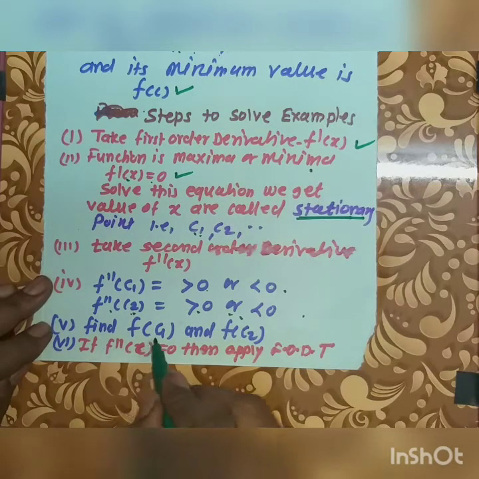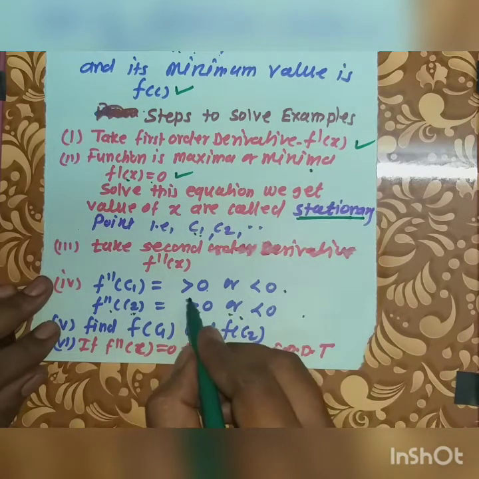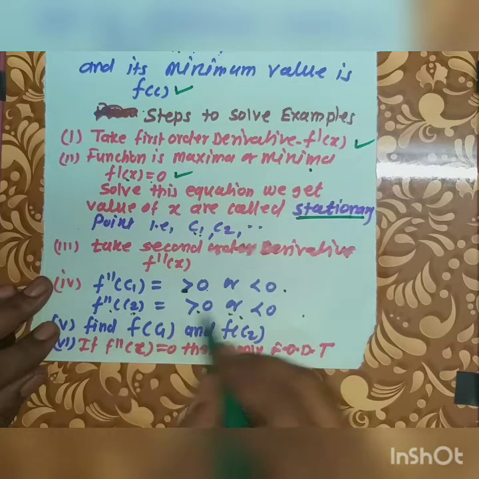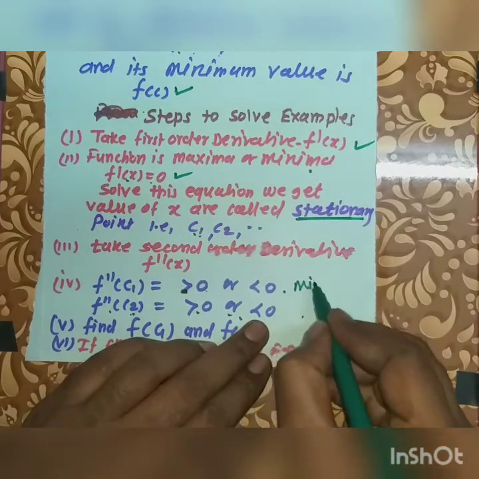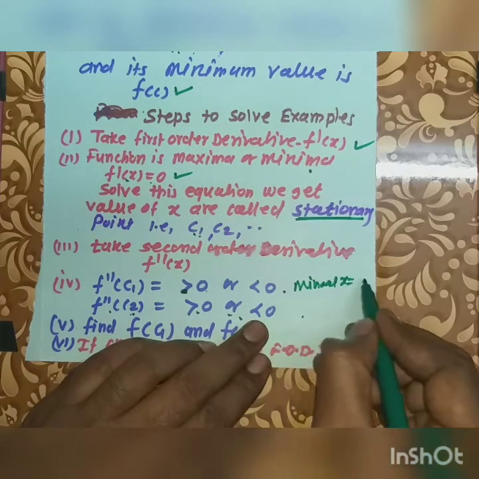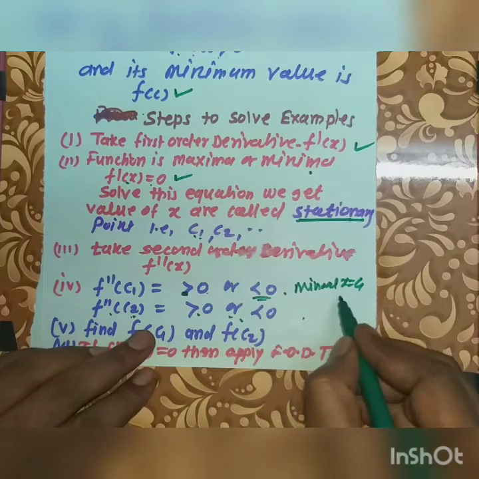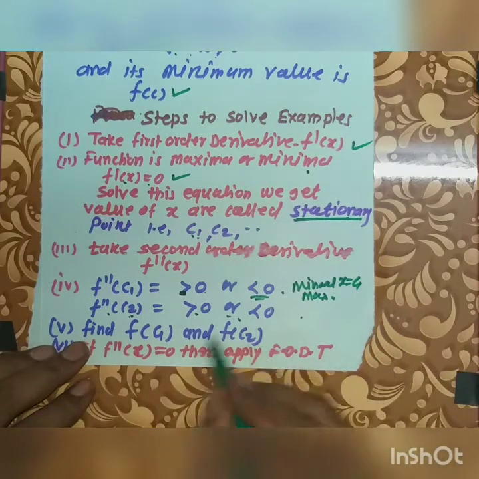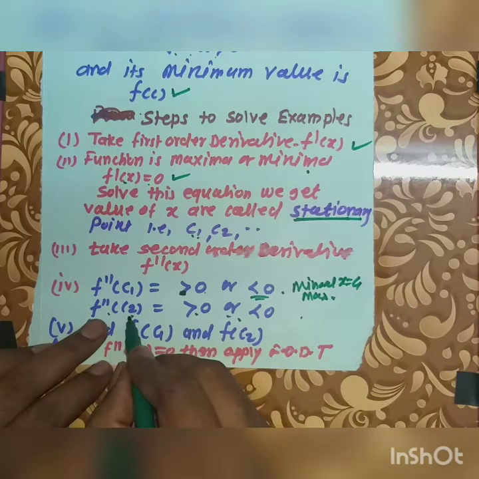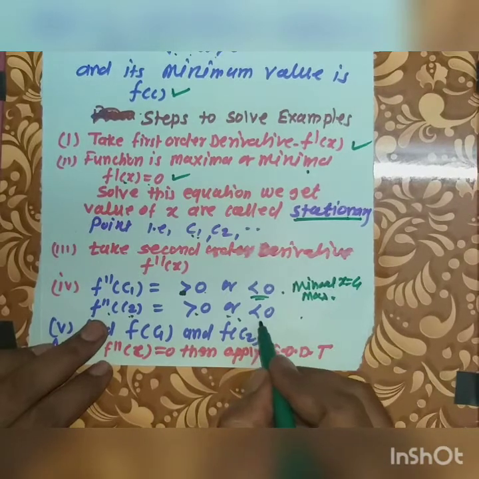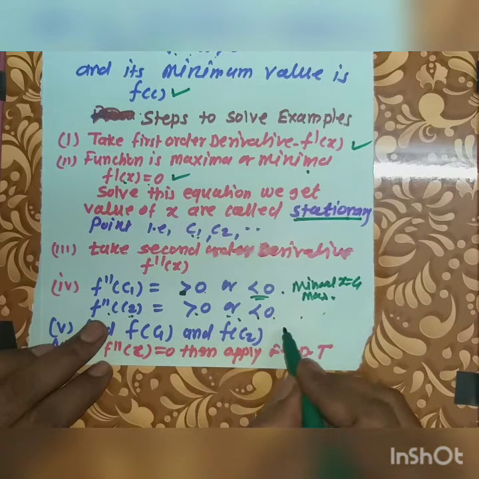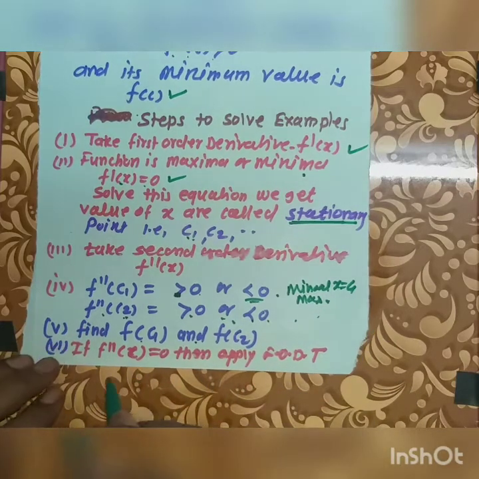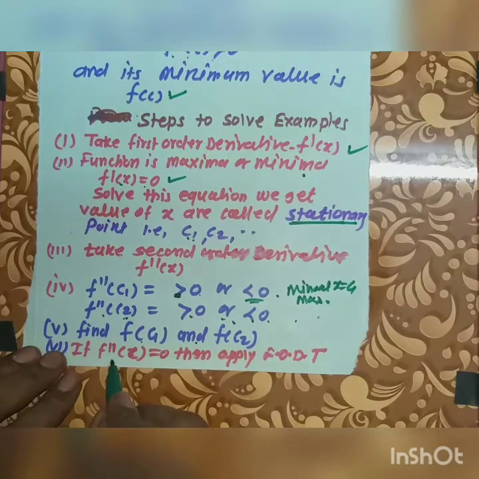If the second order derivative is positive, the function is minimum at x is equal to c1, and if negative, then the function is maximum at x is equal to c2. Similarly, if the second order derivative at c2 is positive, minimum; less than 0, maximum. In this way, we find f of c1 and c2.